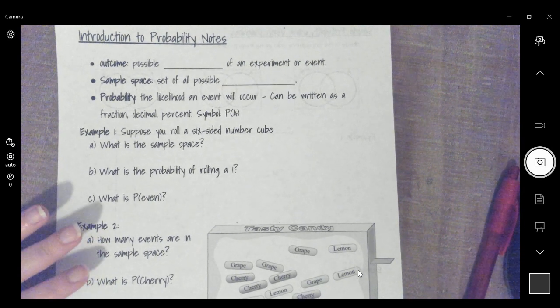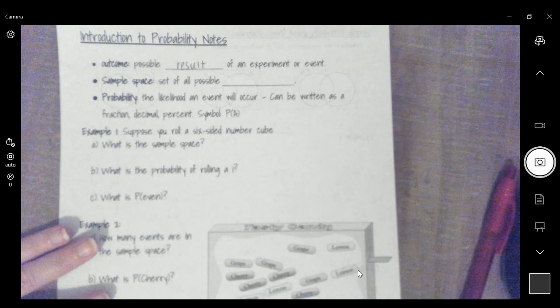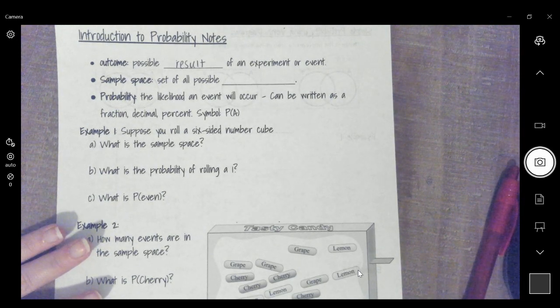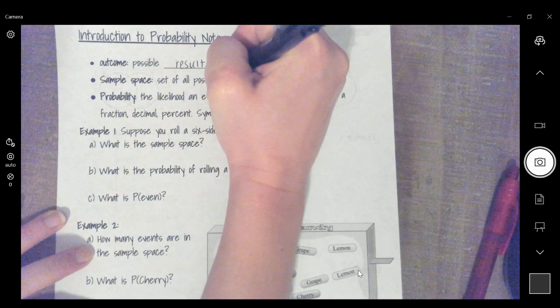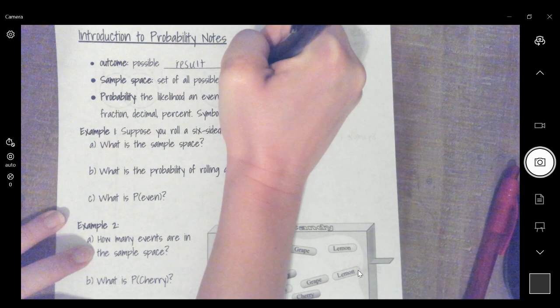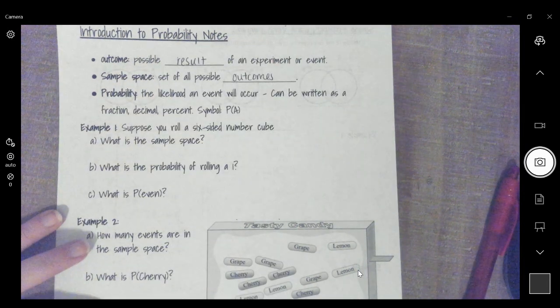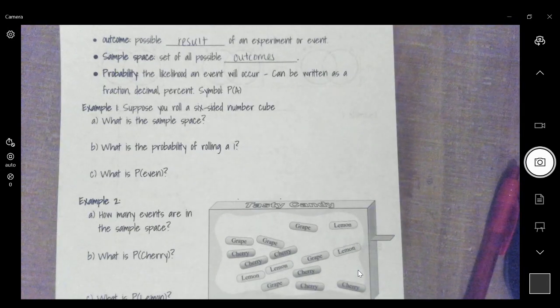So the word outcome basically is a possible result of an experiment or an event. Same thing with regular English. An outcome is what could happen. What was the outcome of the game? Who won the game? That's an outcome. The sample space is a set of all possible outcomes. So if I list out all the things that could happen, that is my sample space. And we'll do an example of that.